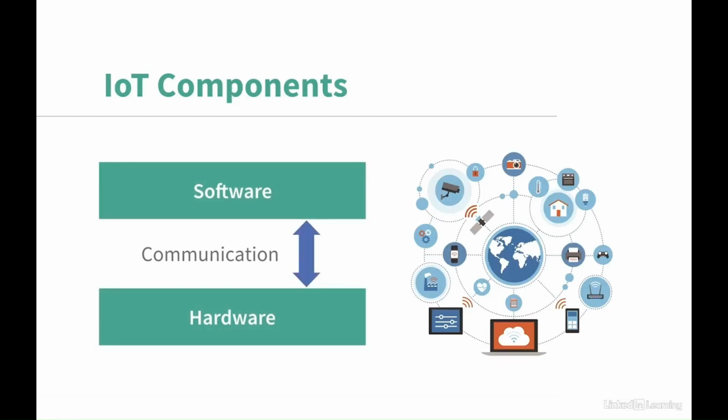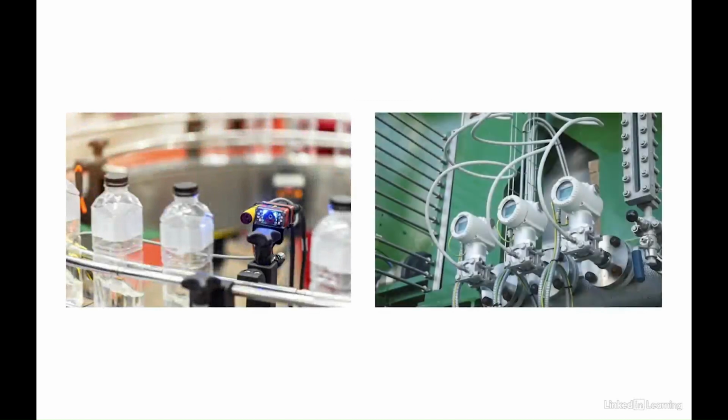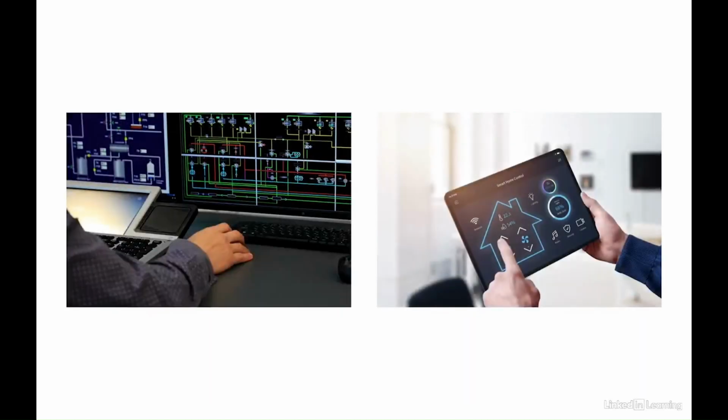Hardware and software. These components communicate using a wide variety of protocols. Hardware refers to the physical devices that are used to collect and present data, like sensors and actuators, such as temperature, proximity, pressure, and humidity sensors. Or hardware devices used to present data like desktop computers, tablets, and cell phones, and human-machine interfaces for industrial applications.